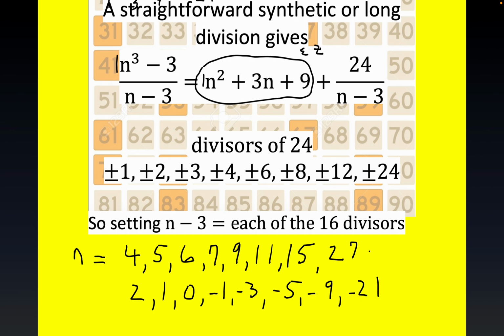Right? And again, you can check these out. If you put -21 right here, you would get -24 down here, so that would be -1. -9 would give you -12. -5 would give you -8, which is a divisor of 24, and so on. So if I have made any mistakes, these are the answers. There should be 16 of them. 1, 2, 3, 4, 5, 6, 7, 8, 9, 10, 11, 12, 13, 14, 15, 16. So this is the answer.